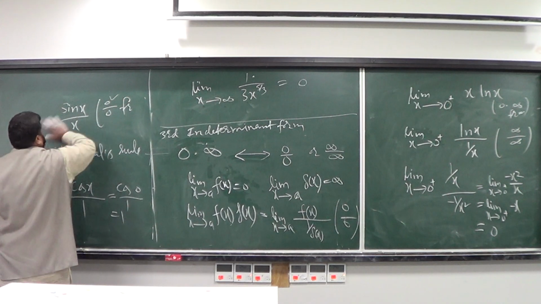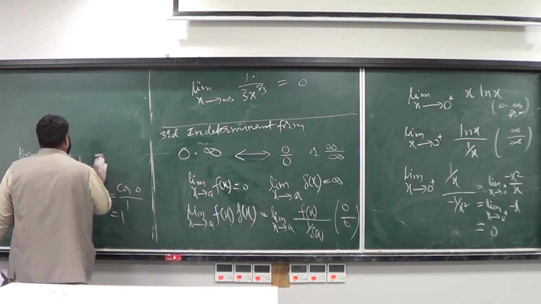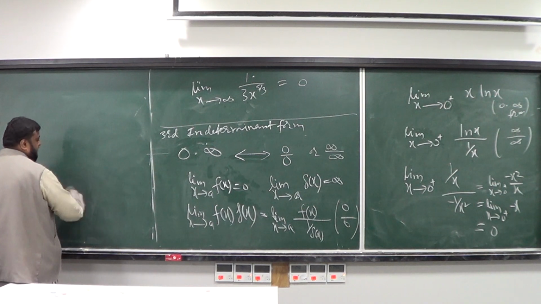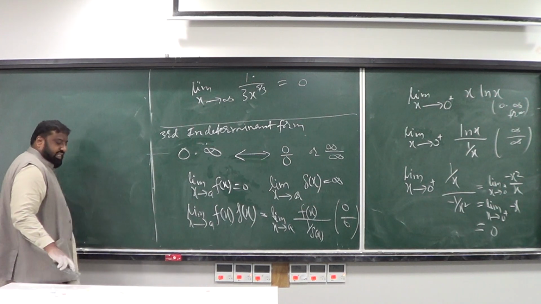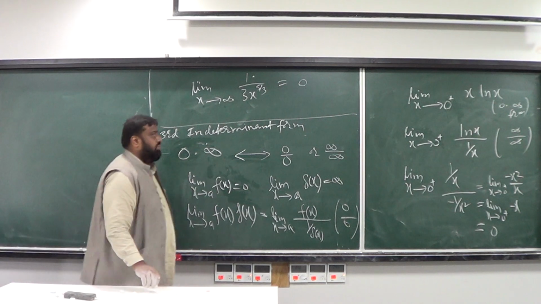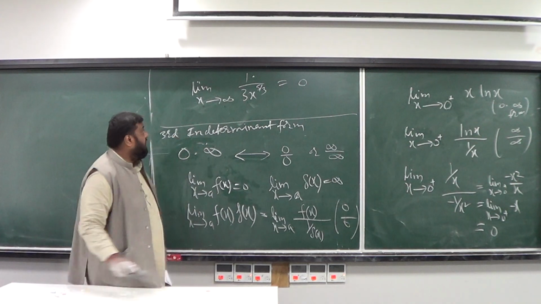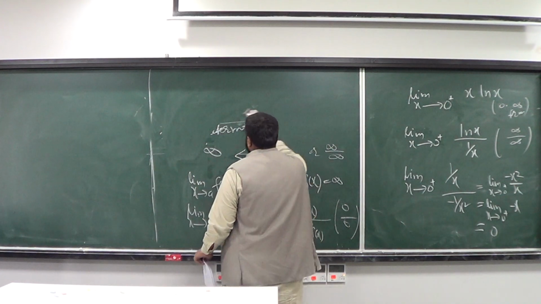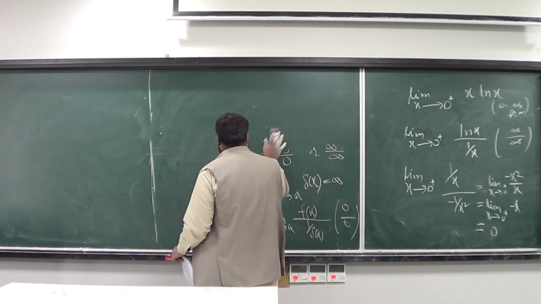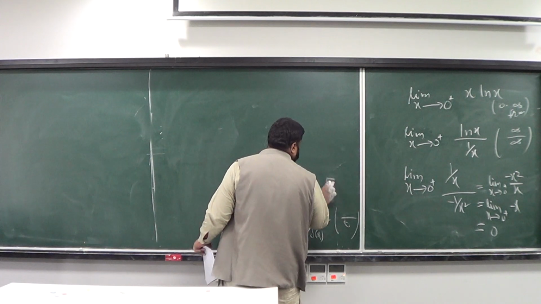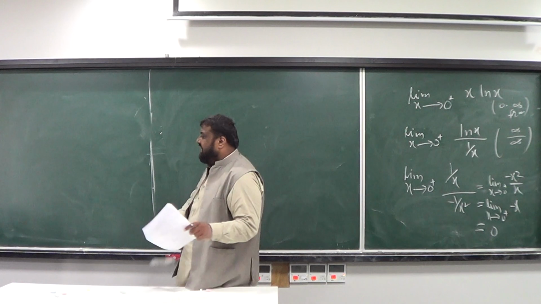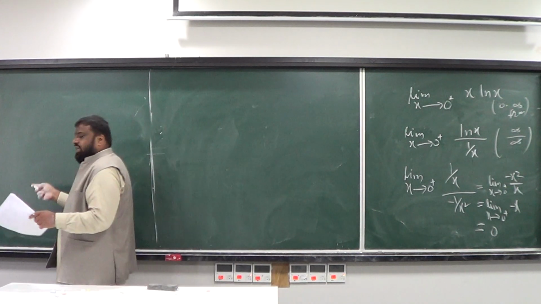So if you have 0 by infinity form, then try to convert it into either 0 by 0 form or infinity by infinity form, and then apply the L'Hopital rule. Maybe we'll discuss some more indeterminate forms. So we have so far discussed 0 by 0, 0 by infinity, infinity by infinity, 0 multiplied by infinity. You can have this.